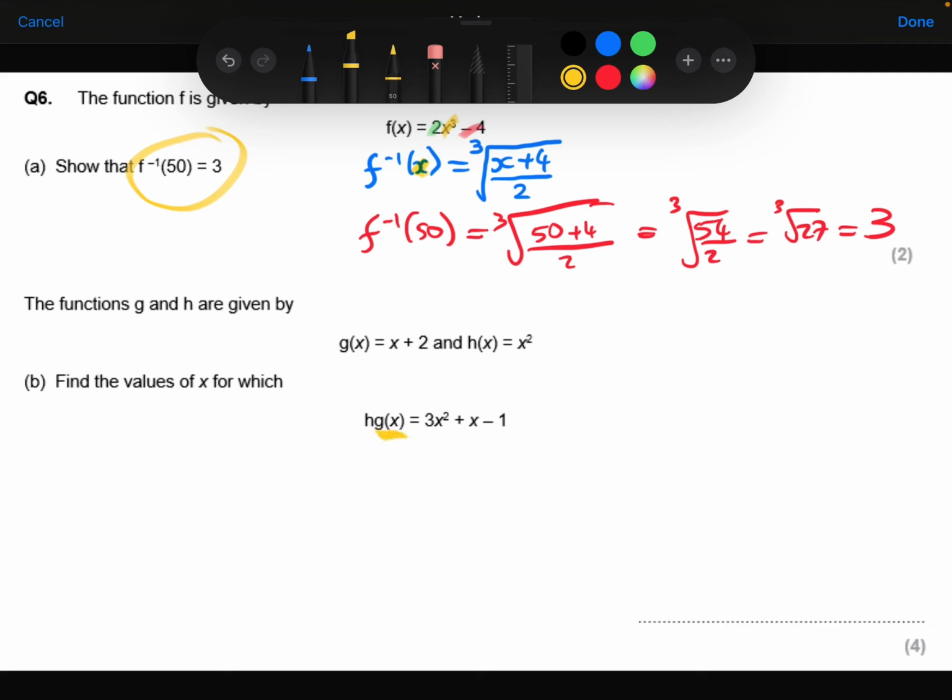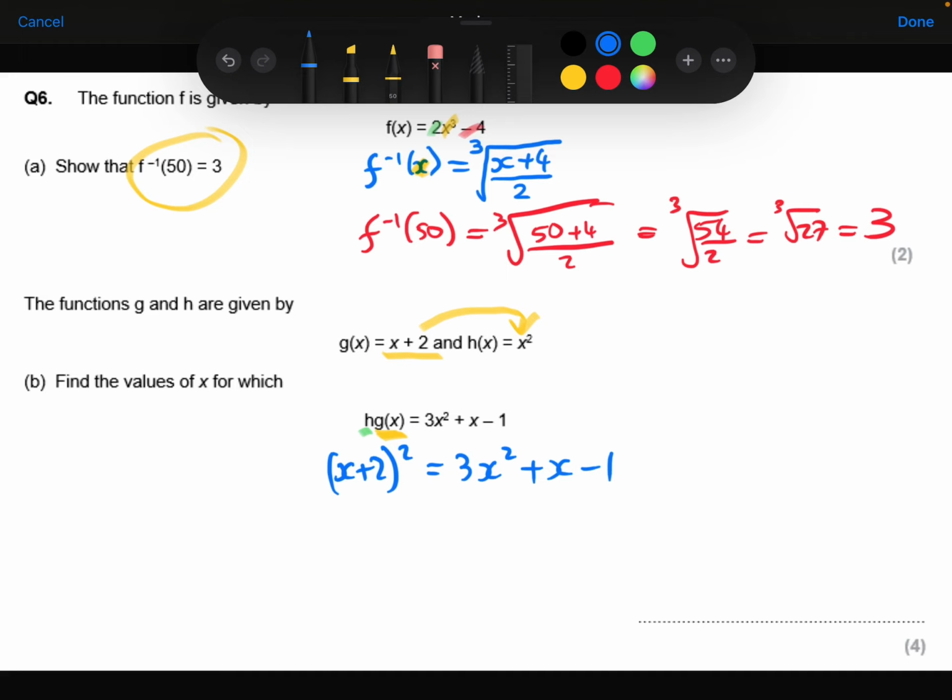So this is saying to substitute the g function into the h function. So substituting this into there. So doing x plus 2 squared. And when does that equal 3x squared plus x minus 1?